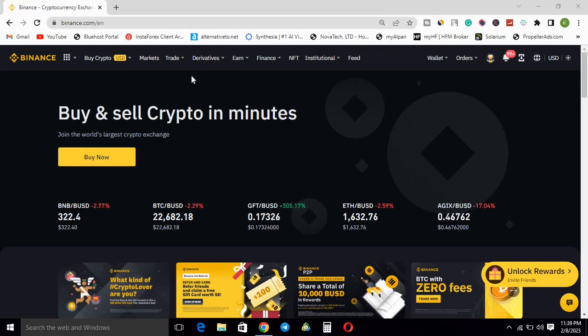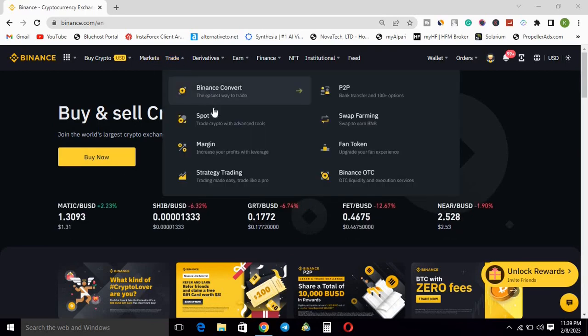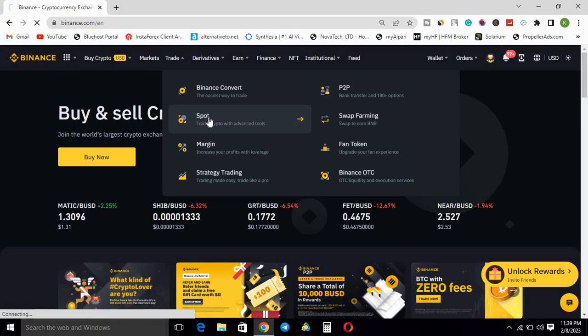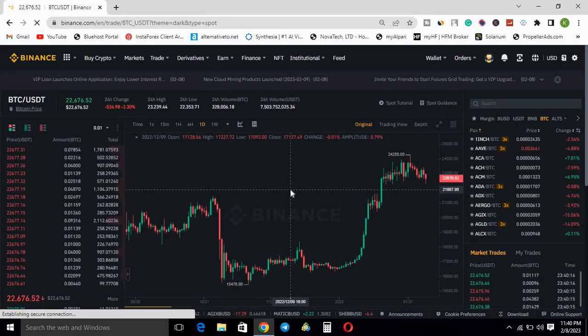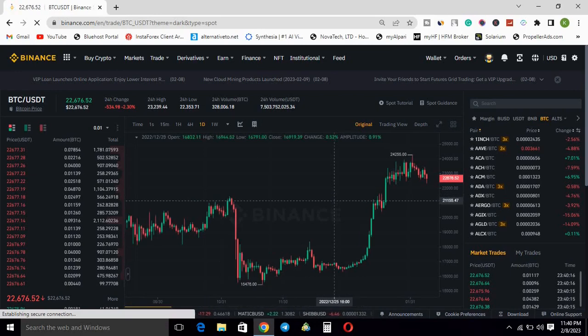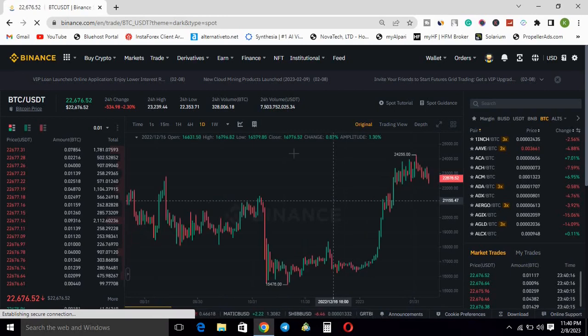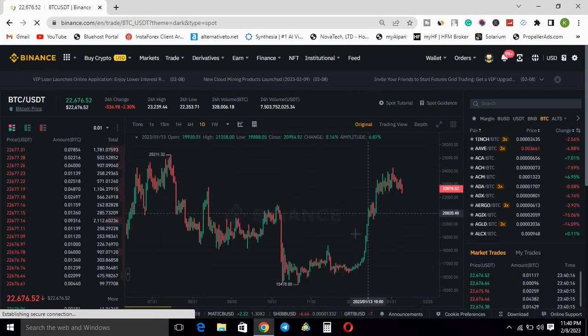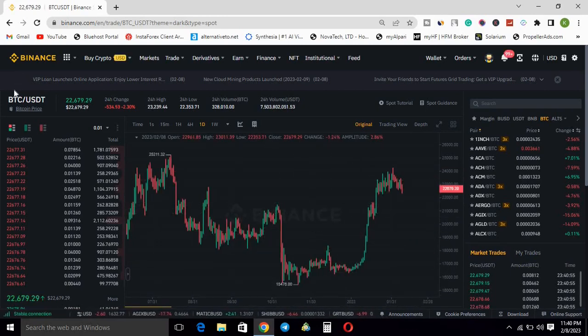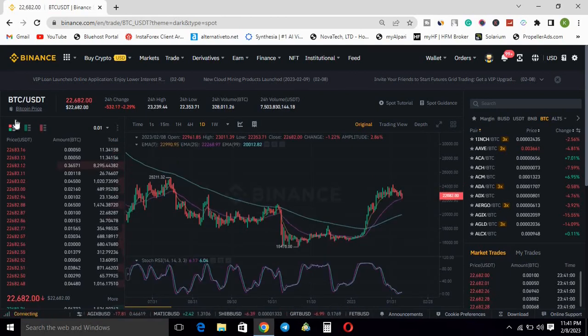So if you want to get started, just come to the trade section right here and then head over to spot. So click on spot. This is the spot trading interface, and this is how your spot trading window is going to look. If you come right here, you can see this is BTC USDT. This is the default chart that I have set in here. Whenever you open this window, you'll always have some sort of default pair that is going to open up. In my case, I have BTC USDT. So we are going to be trading BTC USDT.